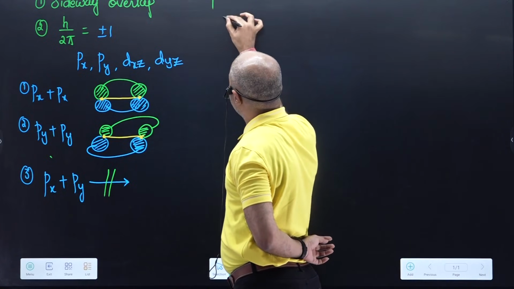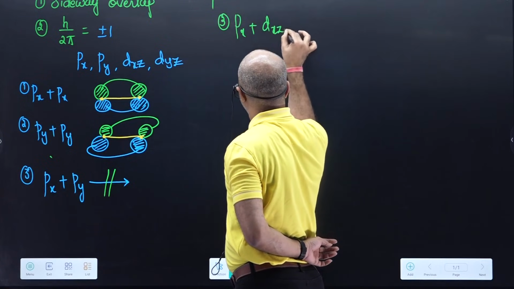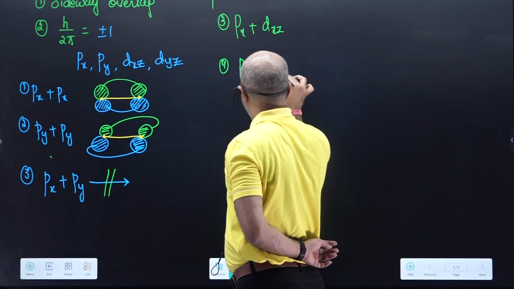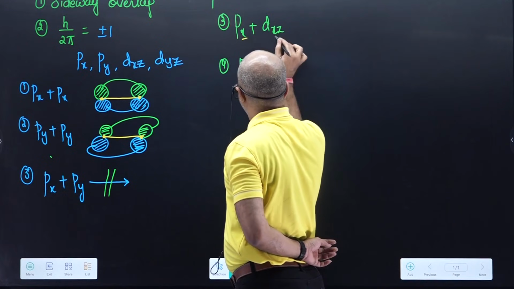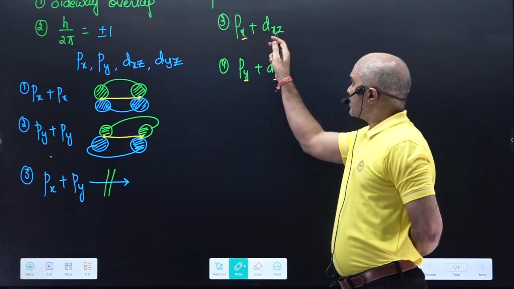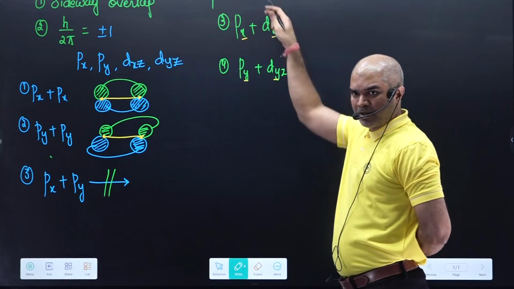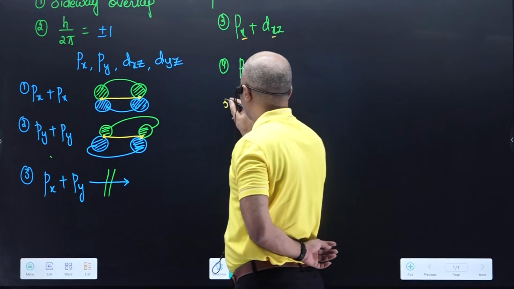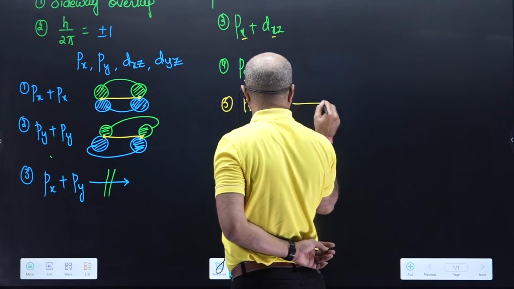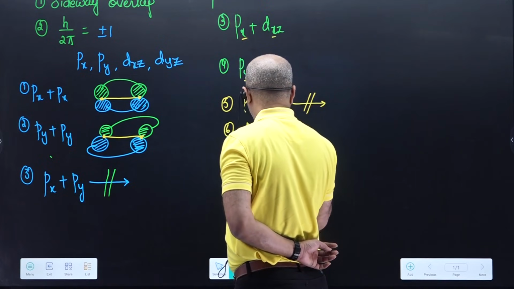Third combination, Px with dxz, Py with dyz. That day I told you, common coordinate, they can combine. X common coordinate should be present. Y common coordinate should be present. But Px cannot combine with dyz. Py cannot combine with dxz.